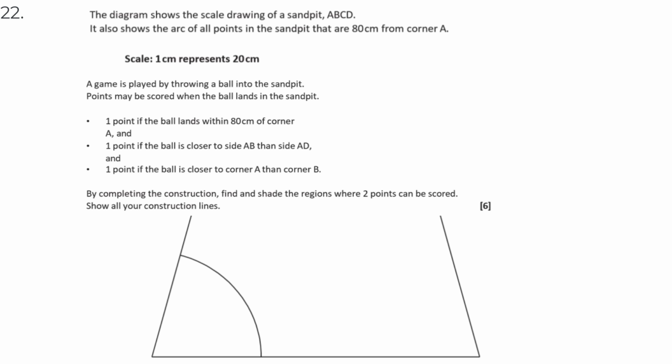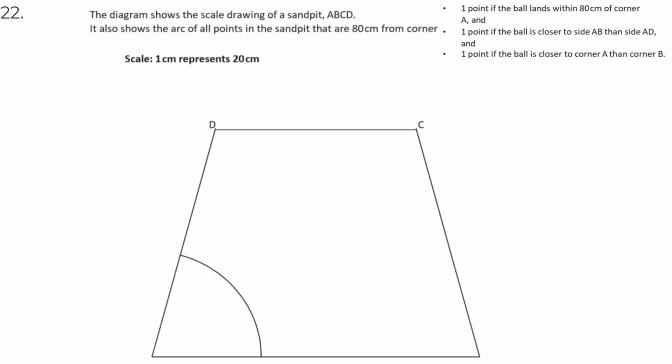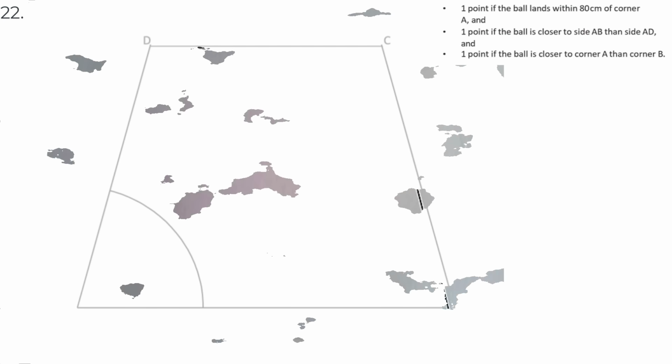1 point if the ball lands within the 80 centimetres of corner A. And 1 point if the ball is closer to side AB than to side AD. And 1 point if the ball is closer to corner A than it is to corner B. By completing the construction, find and shade the regions where 2 points can be scored. Show all of your construction lines.